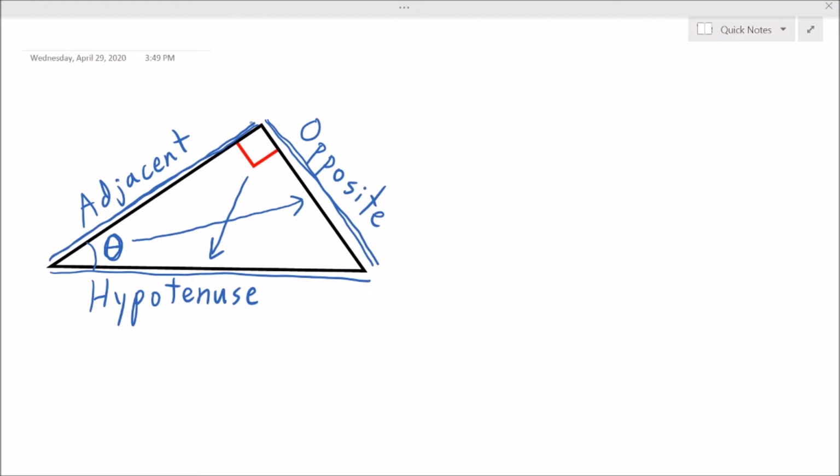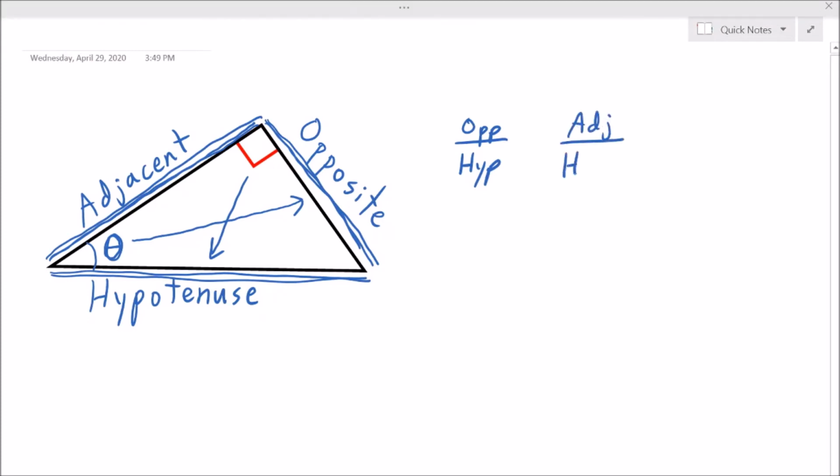And what people did is they worked with different ratios of these three different sides. So the basic ones are the ratio of opposite over hypotenuse. So this side over that side, right? That's one of the ratios. And then another ratio is the adjacent side to the hypotenuse. So adjacent over hypotenuse. And then the last basic ratio is opposite side over adjacent side. Opposite over adjacent. And so all these ratios turn out the same for different triangles if they have the 90-degree angle and the same theta here.